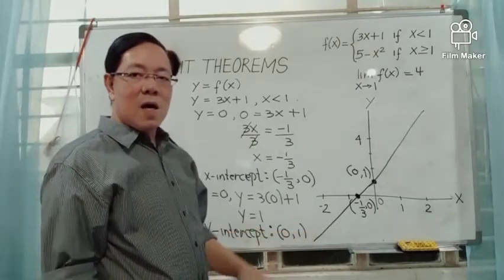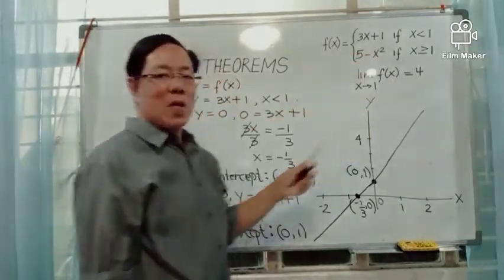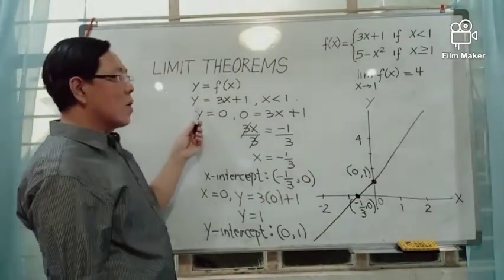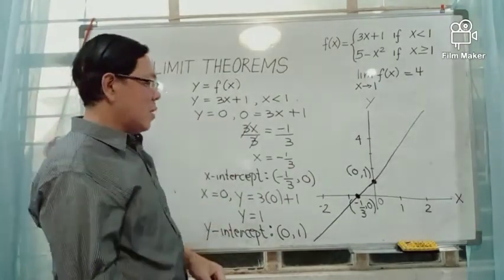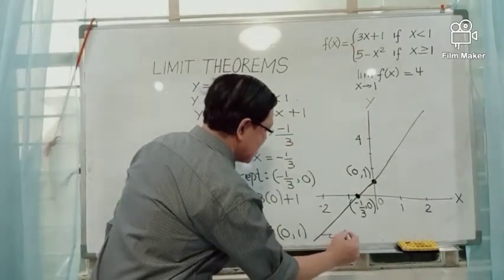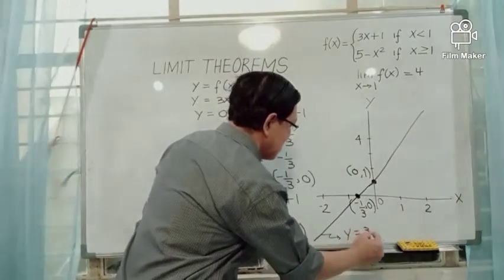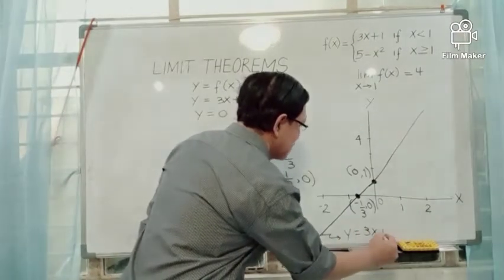This is the graph of f of x equals 3x plus 1, or y equals 3x plus 1. And we label this line with its equation y equals 3x plus 1.